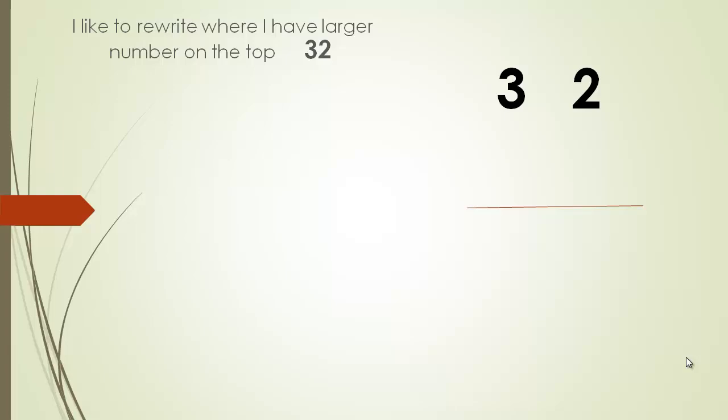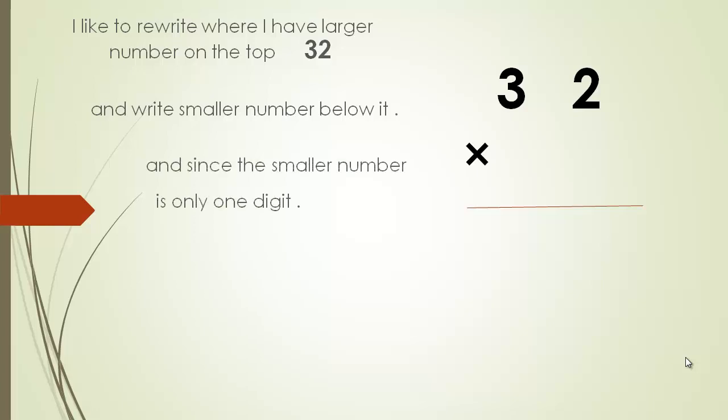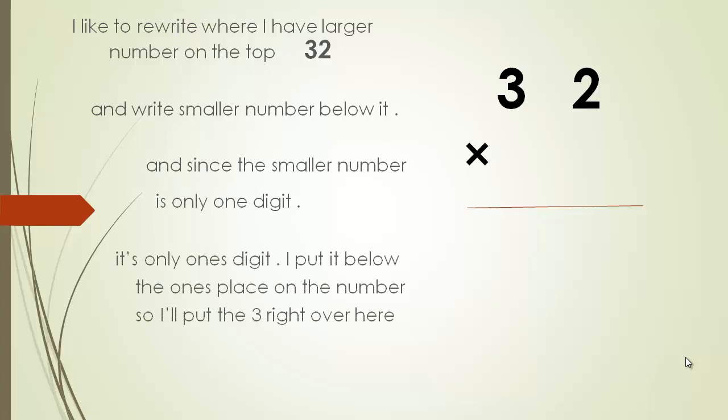Then write the multiplication sign. What's the smaller number? Write the smaller number below it. Yes, 3 is the smaller number. Is 3 one digit or two digits? It's only one digit, so I put it below the ones place, right over here. Again, larger number on the top, smaller number below it.